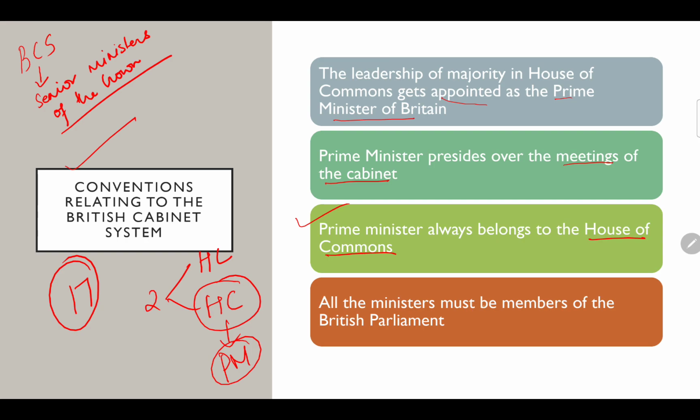All the ministers must be members of the British Parliament, whatever kind of minister, like finance minister, education minister, so many ministers are there. Every minister who holds certain portfolios should be a member of the British Parliament. So if a person is not a member of the British Parliament, then he or she will not have a membership.